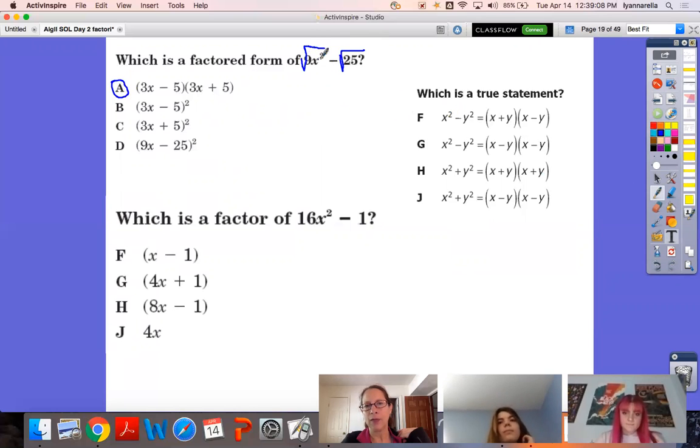And so that's kind of like this one. So if you had the square root of x squared, you'd have x, and the square root of y squared, you'd have y, and one would have to have a plus and one would have to have a minus. So that's the same as this one.